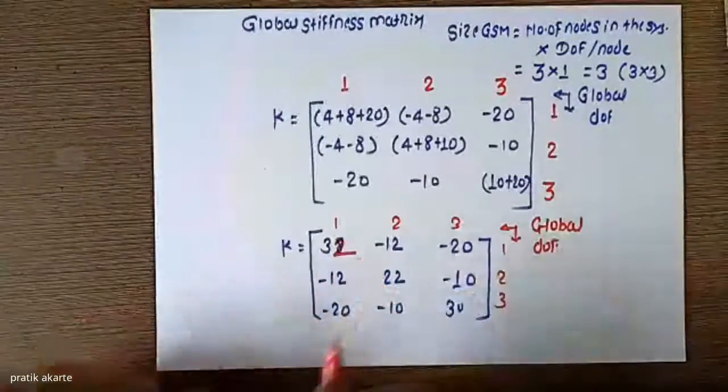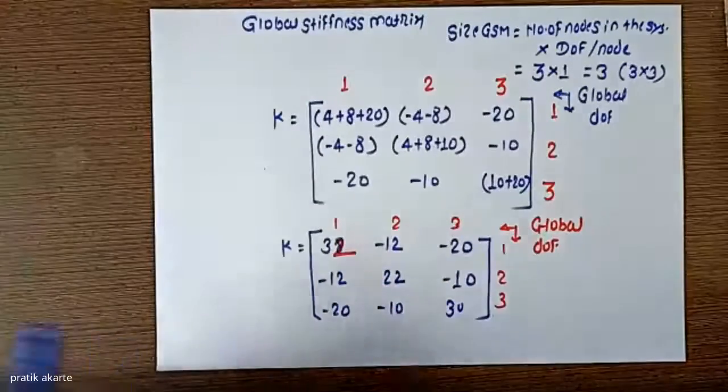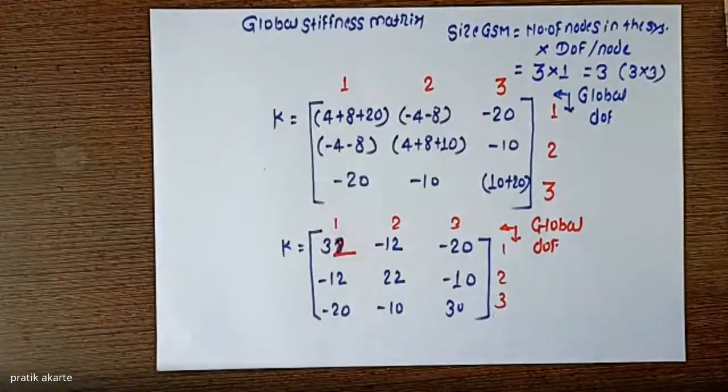Sir, first one will be 32, no? Yeah, sorry, 32. It is 32. Yes, 32. Sorry, my mistake.